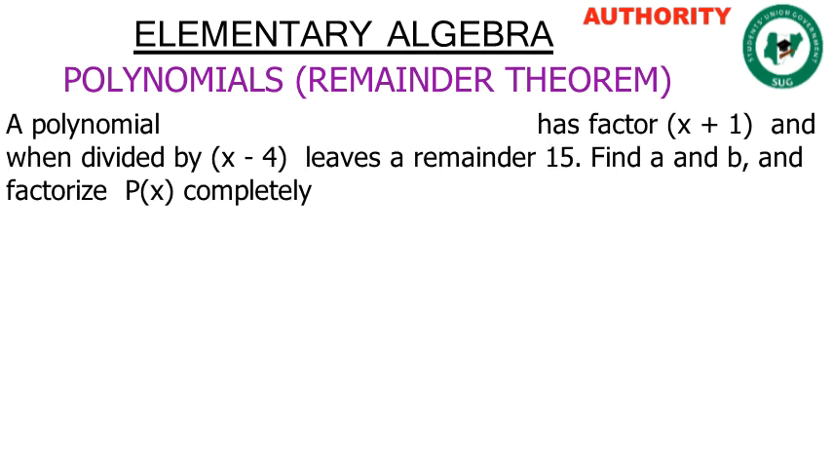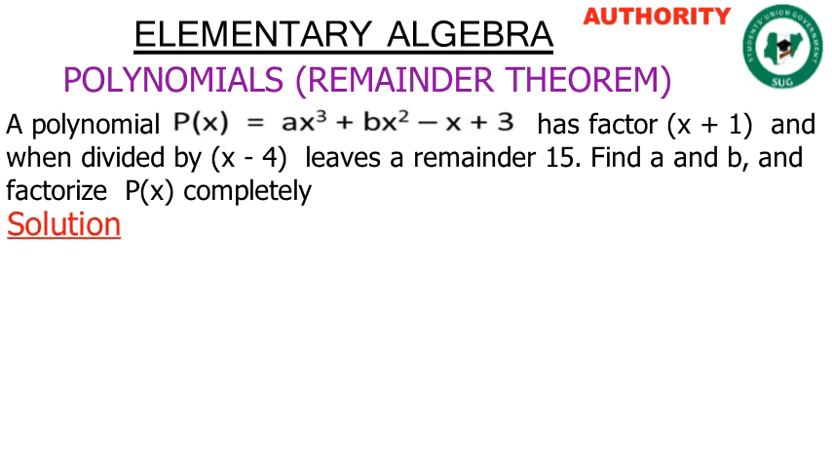Okay, let's take this question. A polynomial p of x is equal to ax cubed plus bx squared minus x plus 3 has factor x plus 1, and when divided by x minus 4 leaves a remainder 15. Find a and b and factorize p of x completely. We are treating the remainder theorem under polynomials. Now let's see this question.